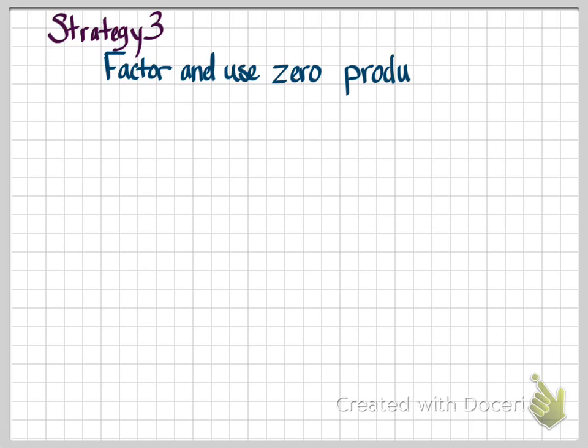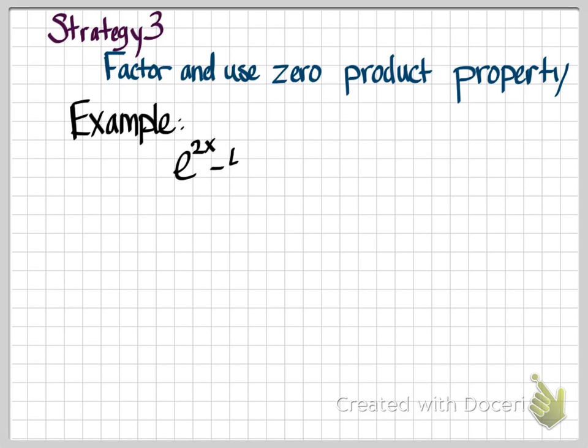This one requires factoring and using the zero product property. So we've been doing a lot of factoring this year, so you should be getting pretty good at it. So our first example here is e to the 2x minus 4e to the x plus 3 equals 0. Now here's a couple of reasons why we're going to use the zero product property in factoring.